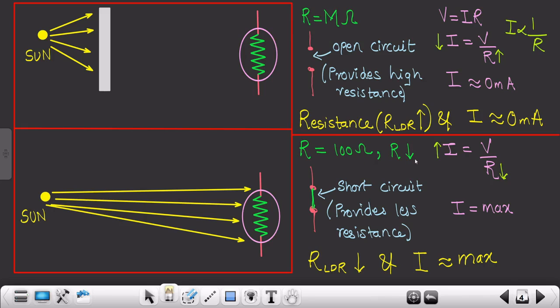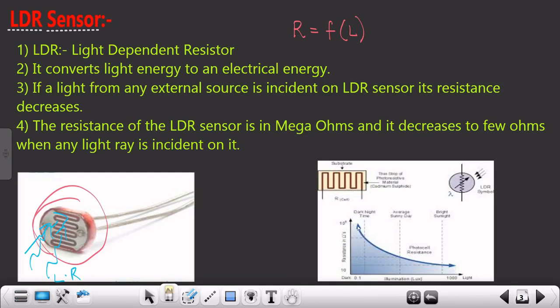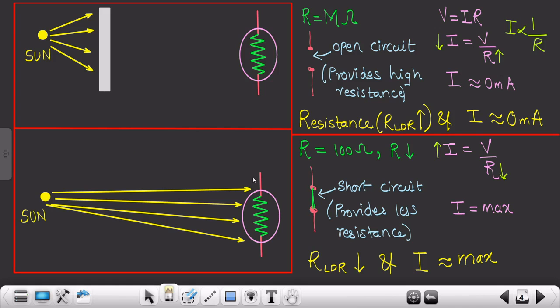That means what? Your resistance is decreasing, and that's why by Ohm's law your current is increasing. So this is how the graph will look. See over here, when there isn't any light incident on that particular LDR sensor, it will be in mega ohms. Maybe 10 mega ohms, 1 mega ohm, it can be anything. But as soon as we provide certain light to that particular LDR sensor, it would be few ohms, maybe 100 ohms, 1000 ohms. It can be anything, but it would be in few ohms, right? So therefore the current would be high whenever the light is incident on the LDR sensor. I hope you understood this particular concept.